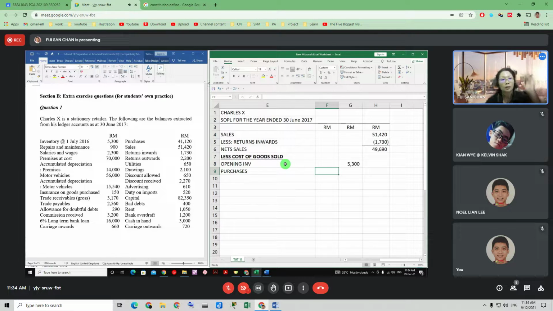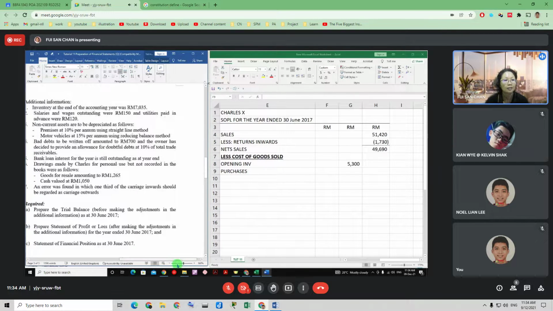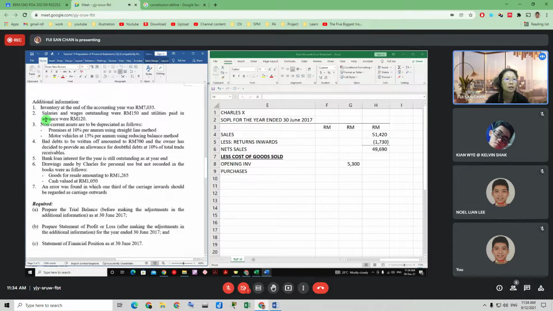I forgot something. Now we have to consider this side. I have to go through this one first, so that you can make the adjustment. All right, additional information: inventory at the end, closing inventory. Then we have salaries and wages outstanding 150, and utilities paid in advance were 120.